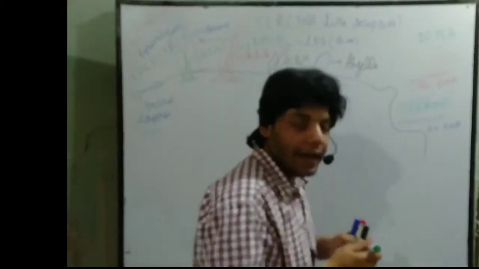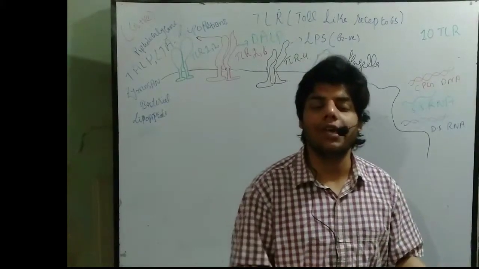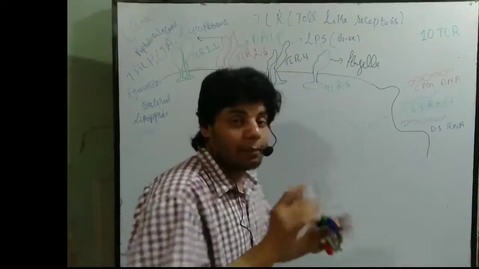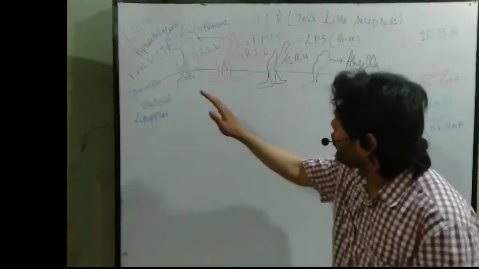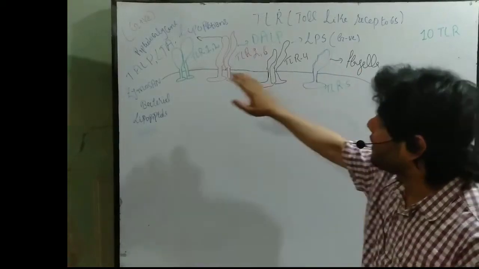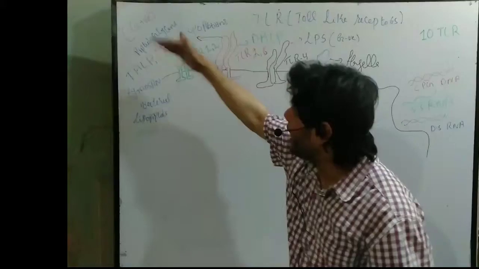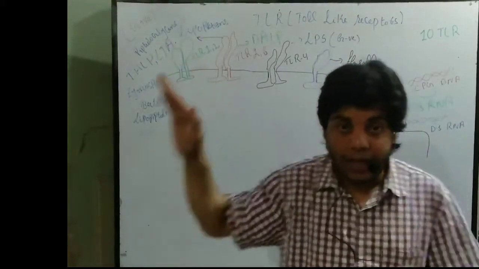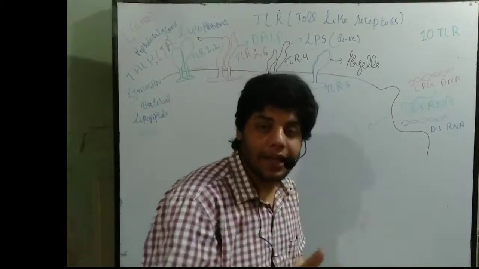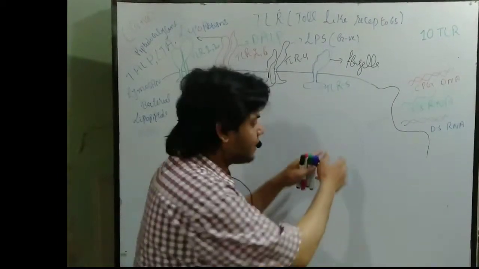So inside the endosomes there are the toll-like receptor 3, 7, 8 and 9. But remember one thing, toll-like receptor 1, 2, 6, 4 and 5 are usually present on the cell surface, in the extracellular fluid. But toll-like receptor 3, 7, 8 and 9 are usually present inside the endosomes.